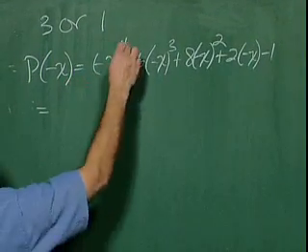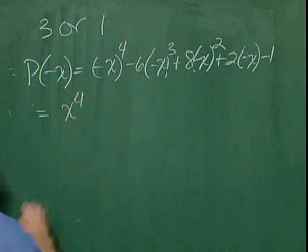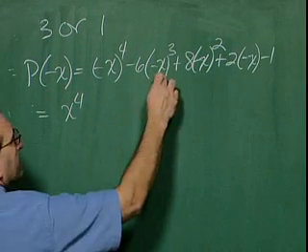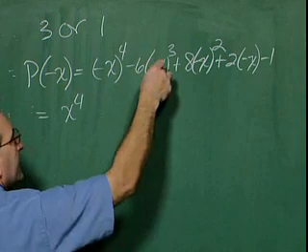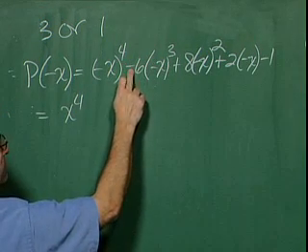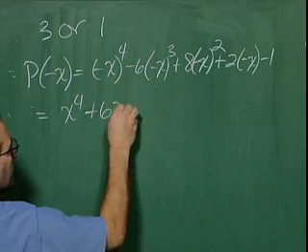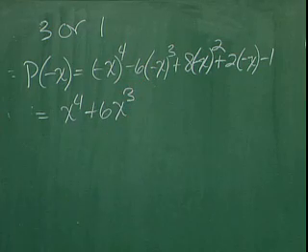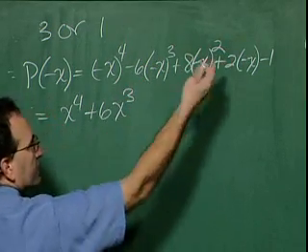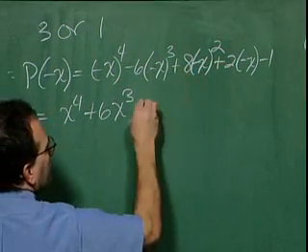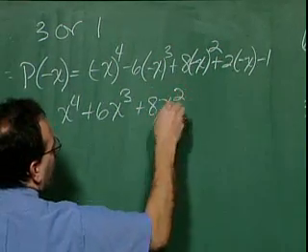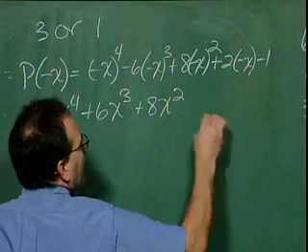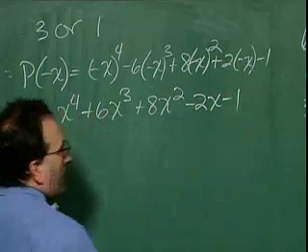We have to simplify that a little bit in order to be able to tell what the coefficients are going to be. But negative x to the 4th is just x to the 4th. Negative x cubed remains negative, but then we have a negative 6 in front of it, so that becomes positive 6x cubed. Negative x squared, of course, is positive, and it remains positive with the positive 8x squared. 2 times negative x gives me negative 2x and then minus 1.